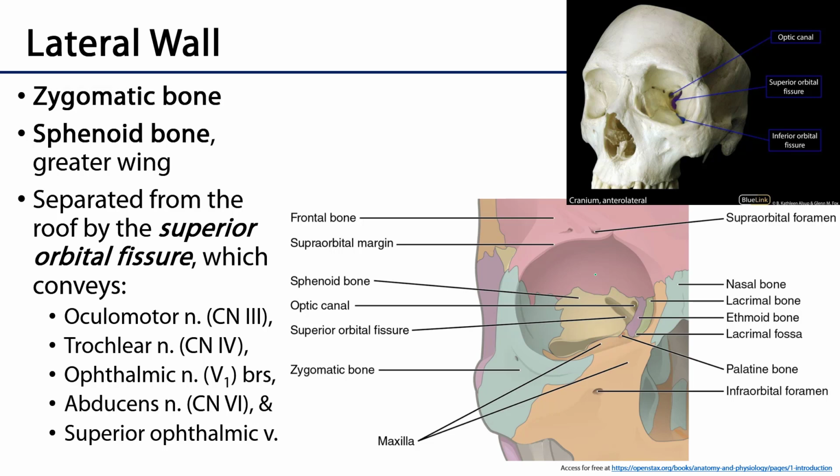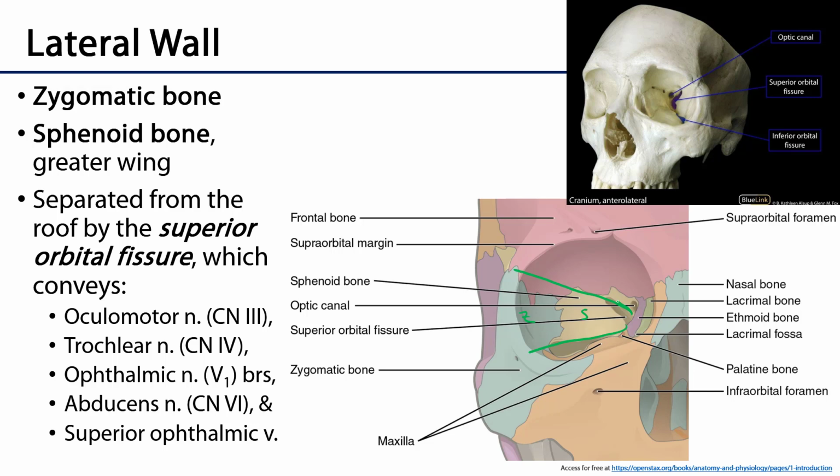Now let's look at the lateral wall of the orbit. So the lateral wall of the orbit is going to look like this. Its two major constituents are going to include the greater wing of the sphenoid bone, which is more posteromedial, and the zygomatic bone, which is more posterolateral and lateral. This lateral wall is separated from the roof by the superior orbital fissure.